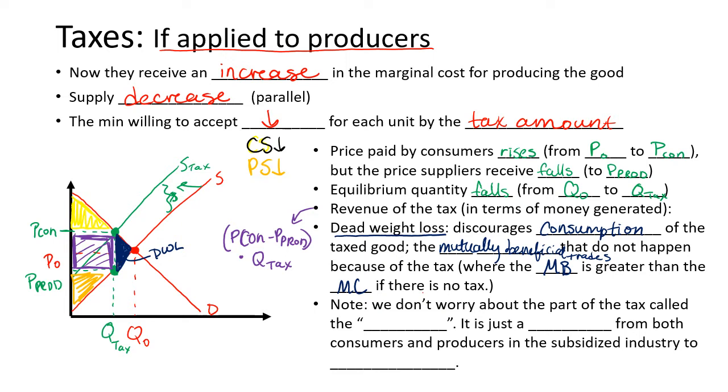So do note though that we are not going to worry about this part of the tax revenue because it doesn't go away. So we don't worry about the tax revenue. It is just a transfer from consumers and producers in whatever market this is to taxpayers. Specifically, from this industry to the generalized public.